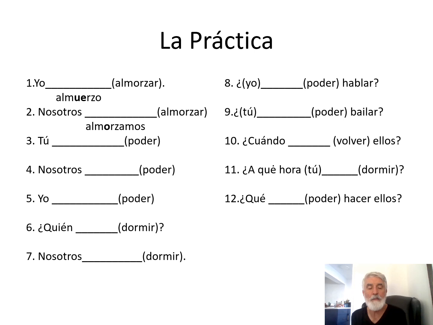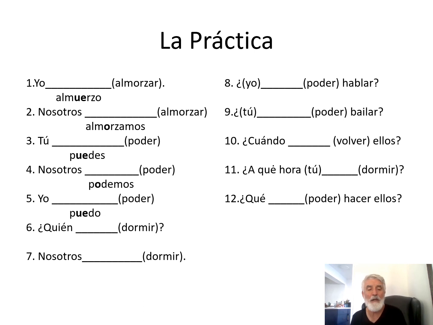Here's our verb poder, to be able to. So I want to say you can. Will there be a stem change? Yes. There always is a stem change with tú puedes. Let's look at 4. We want to say nosotros, we, poder, can. Will there be a stem change? No, there's never a stem change with nosotros. It's nosotros podemos, we can. Now, what about yo? I want to say I can. Is there a stem change? Yes, there always is a stem change with yo, so it's yo puedo.